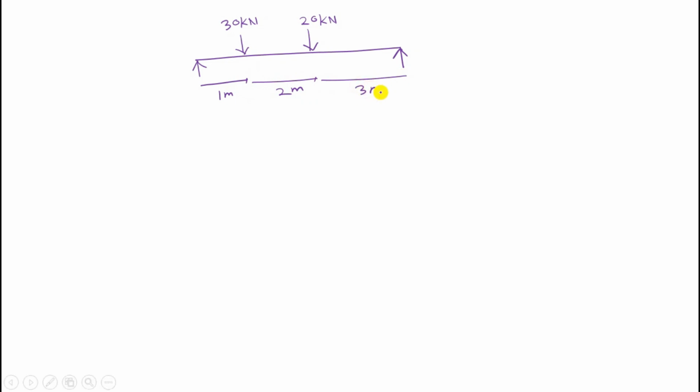Now let us try another example. Suppose this is a beam. We have 2-point load. One is 30 kilonewton, another is 20 kilonewton. So this is 1 meter, this is 2 meter, and this is 3 meter. So total 6 meter span. So first of all, calculate the reaction.